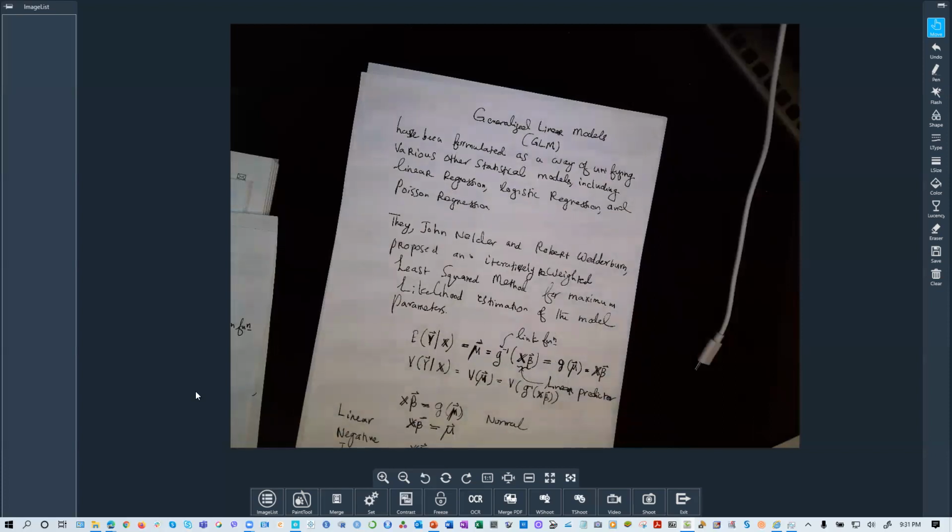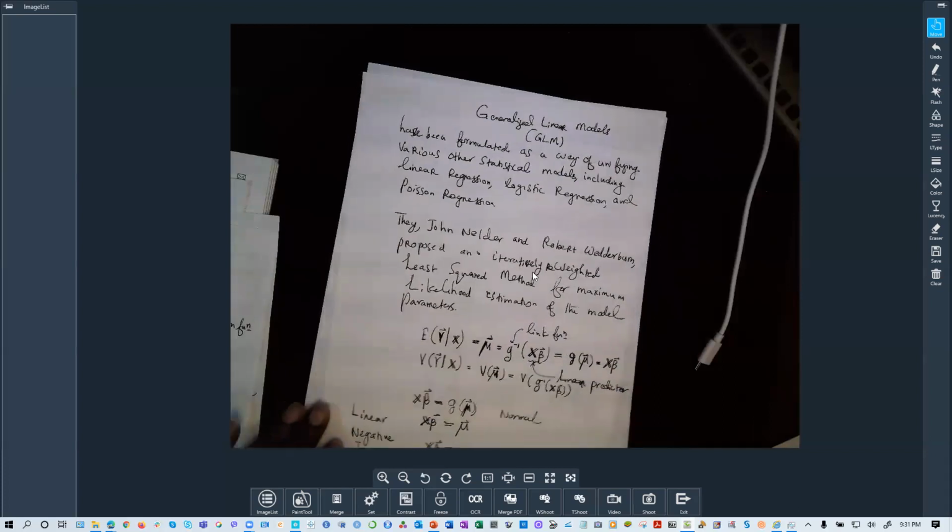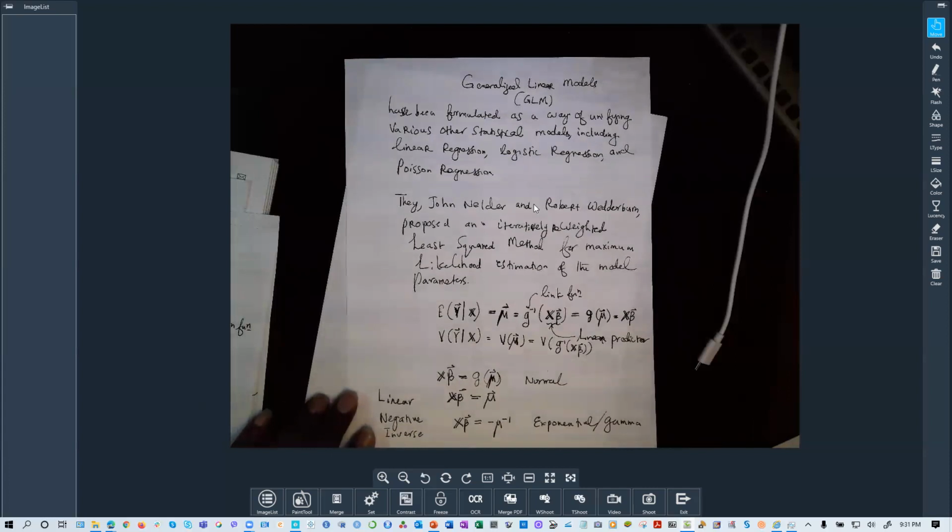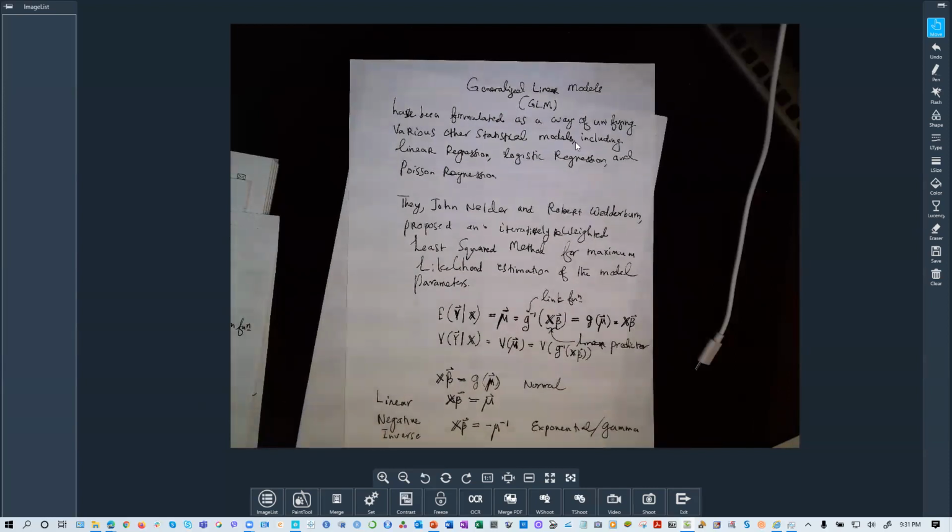So that's another way to have a look at it. This generalized linear model is a way of unifying various statistical models, including linear, logistic, and Poisson. John Nelder and Robert Wedderburn proposed an iteratively weighted least squares method for maximum likelihood estimation of the model. That means you can remember the expected value of y given x. These are in matrix format. Don't worry about that one.